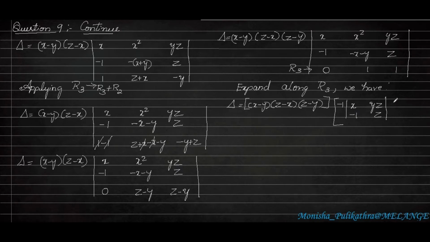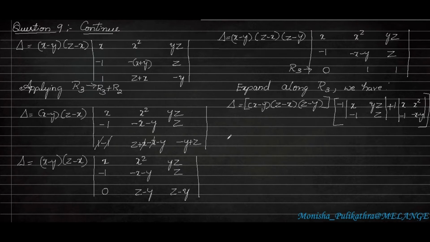Next one is plus 1. If I take 0, the determinant will become 0 itself, so I am not taking this 0 here. I will be taking directly from minus 1. Since it is a middle term, we have to take minus. So next is plus 1. When I take this one, this column and this row get cancelled. Remaining will be x, x square, minus 1 and minus x minus y.